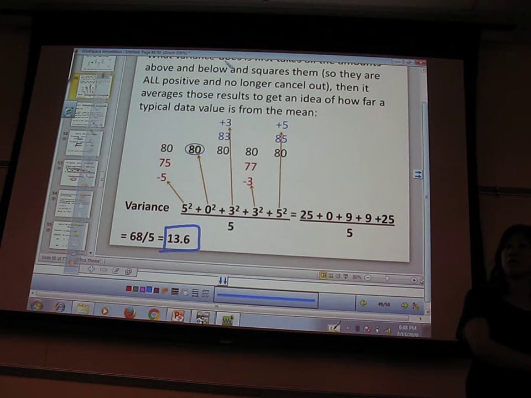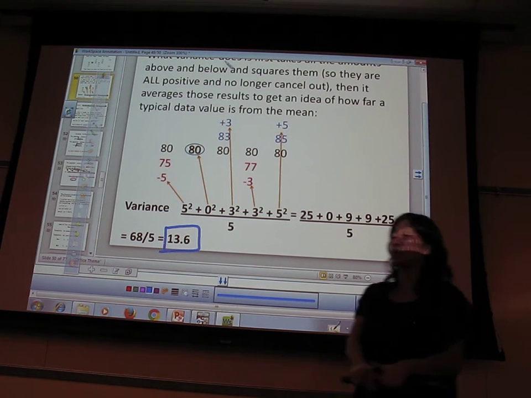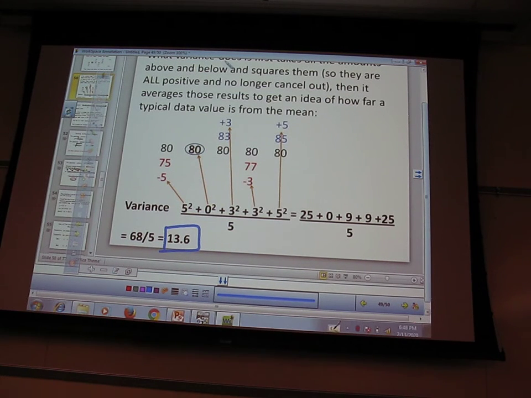Do you guys want 15 minutes to talk, 15 seconds to talk to neighbors about it? Yeah? Take 30 seconds, go ahead. So the reason for square is just to get a positive number? Yeah, get a positive.